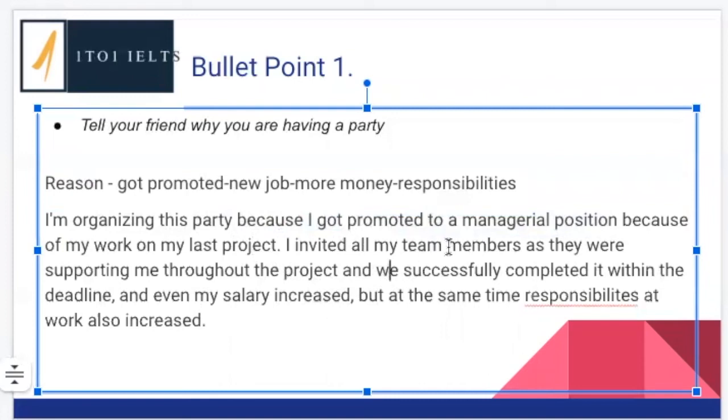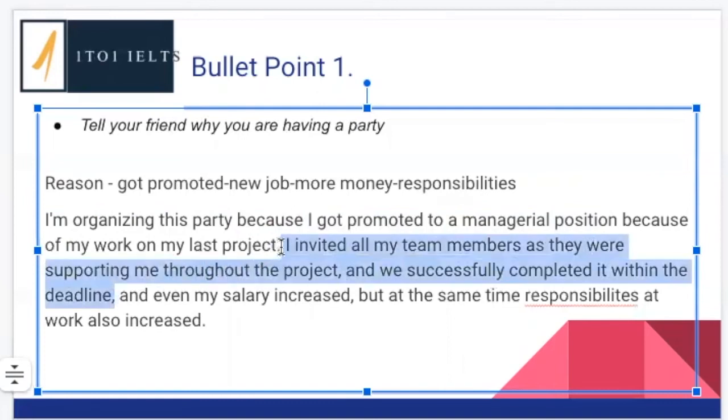So I invited all my team members as they were supporting me throughout the project. Okay. We put a comma here because we've got a coordinating conjunction. And we successfully completed it within the deadline. Here, this is all talking about your project, yeah? So this is really the end of an idea. So what should we do at the end of an idea?